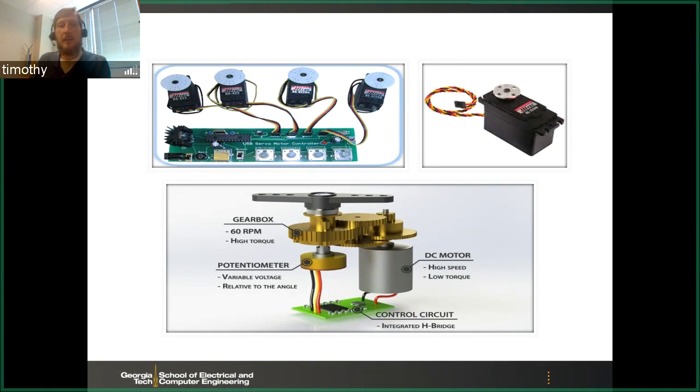You can see this bottom one has a gearbox on it, and it's a DC motor, and then it also has the control circuit at the very bottom with a potentiometer to measure how fast it's going or how far, but really high degree of precision on the motion.